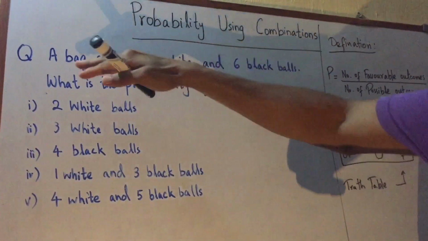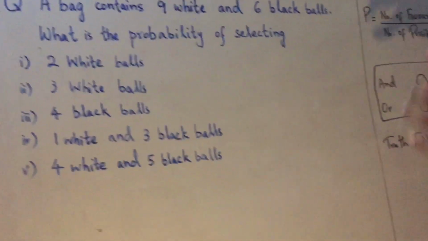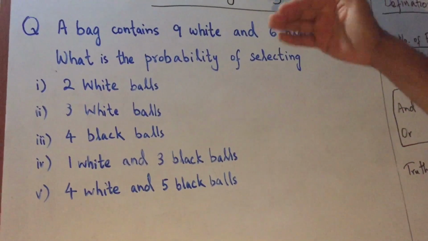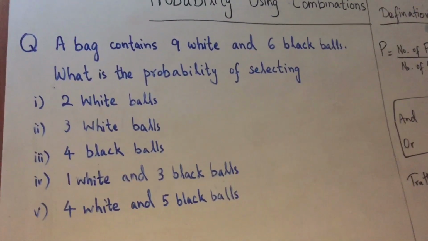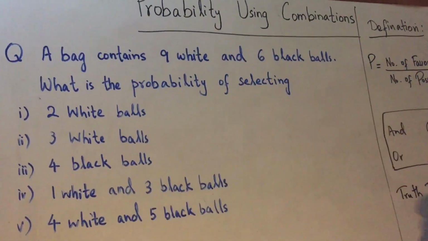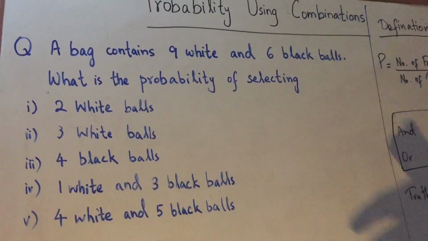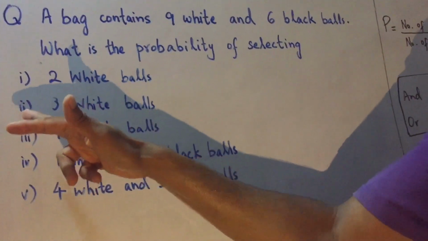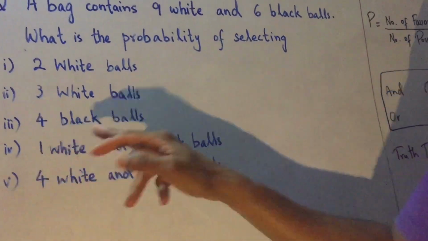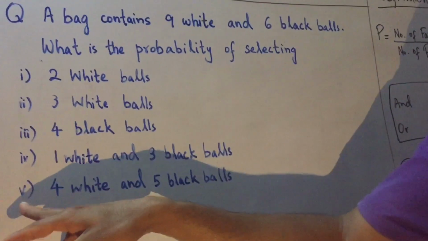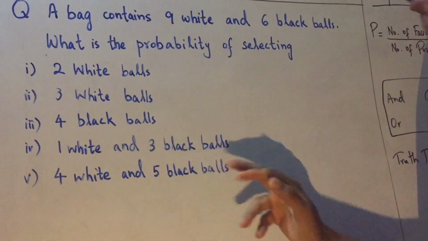The question is: a bag contains 9 white and 6 black balls. So how many balls are in the bag? 9 plus 6 is 15 balls. What is the probability of selecting: number one, 2 white balls; number two, 3 white balls; number three, 4 black balls; number four, 1 white and 3 black balls; number five, 4 white and 5 black balls?